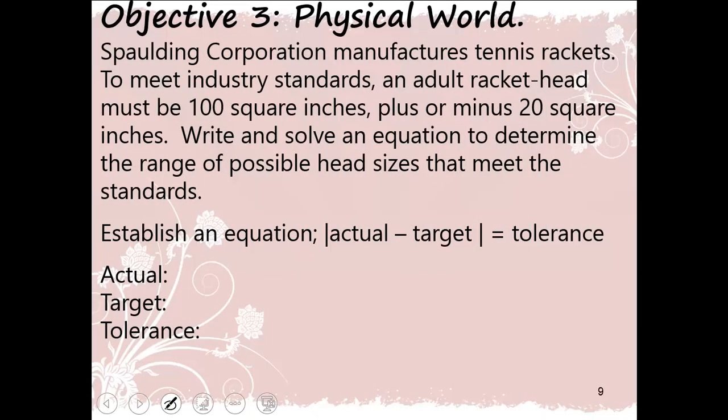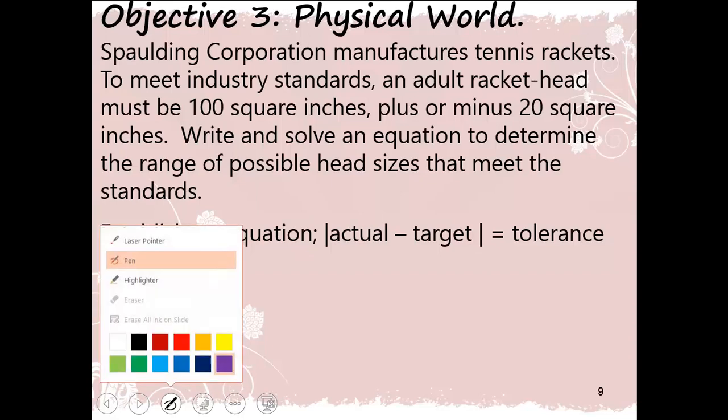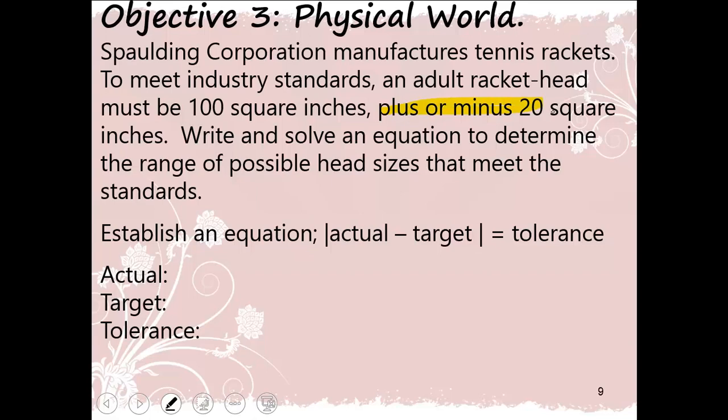The last objective is to work on how this appears in the physical world. So the Spaulding Corporation manufactures tennis rackets. This is something that manufacturers deal with all the time. To meet industry standards, an adult racket head must be 100 square inches plus or minus 20 square inches. So this is a tolerance type of problem. And when you do this, anytime you see within a range or plus or minus, think absolute value, okay?